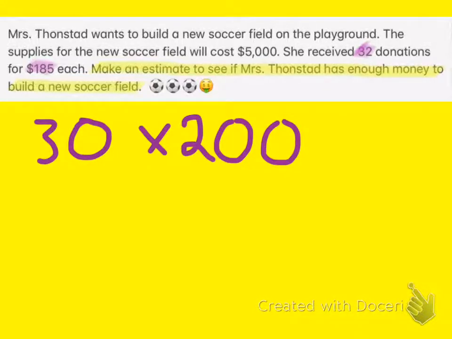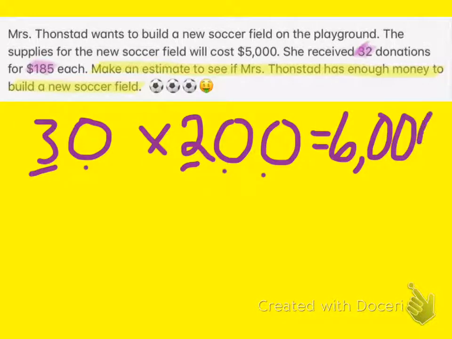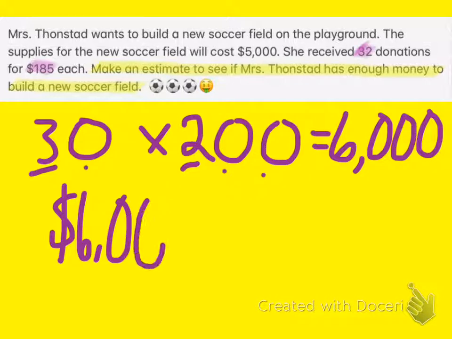Alright, now to make our estimate, we take our 3 times our 2, which is 6. We have 1, 2, 3 zeros. So we're going to add our 3 zeros, which means we have about $6,000 for the new soccer field. Do we have enough money then to buy the equipment to build a new field? Yes, we do.